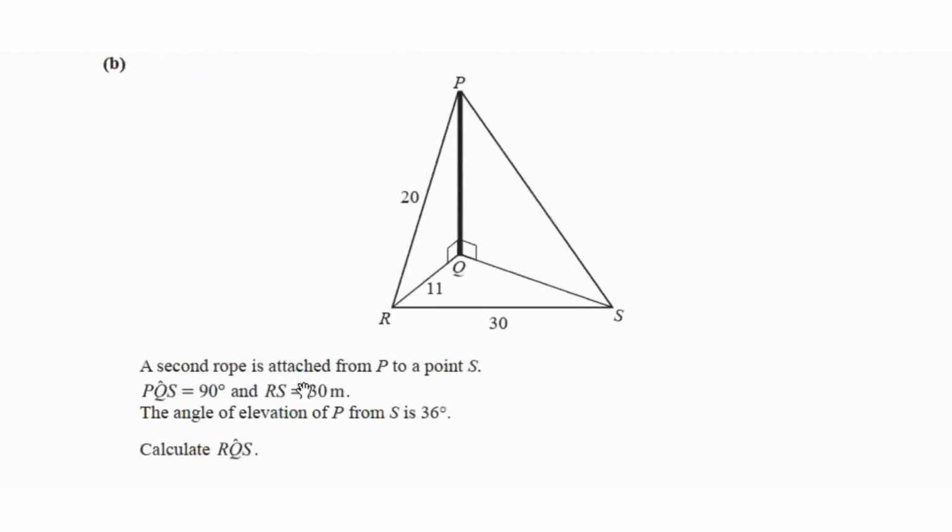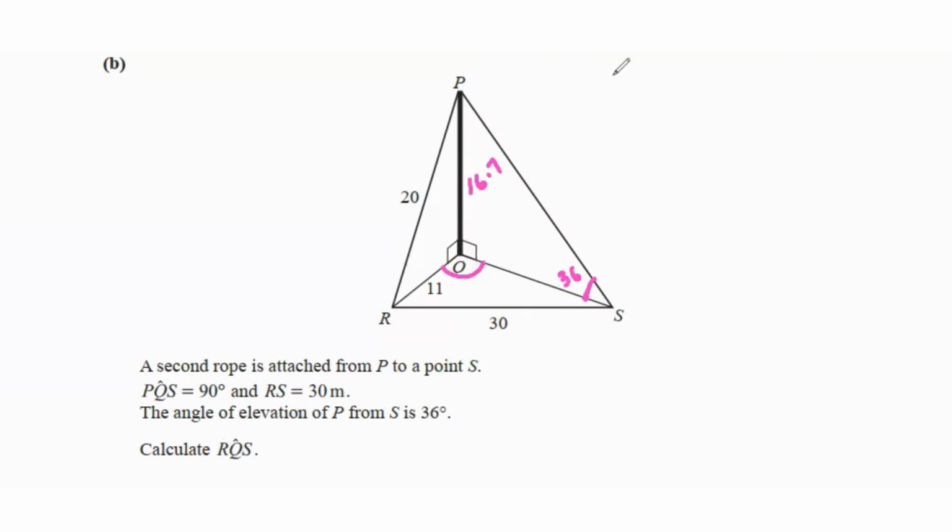Part B says a second rope is attached from P to a point S. PQS is 90 degrees and RS is 30. The angle of elevation of P from S is 36. Calculate RQS. They want us to find this angle. So I already found PQ, which was 16.7. What we can do is find the third length over here and then use that to find the angle that they're talking about.